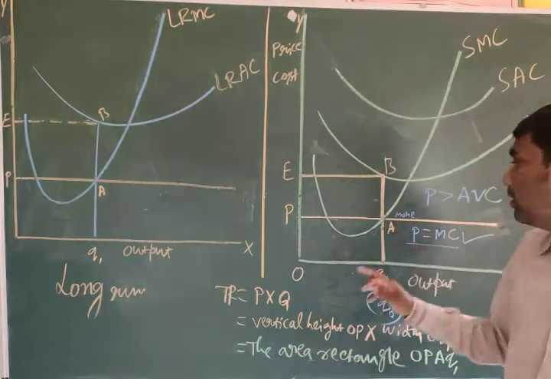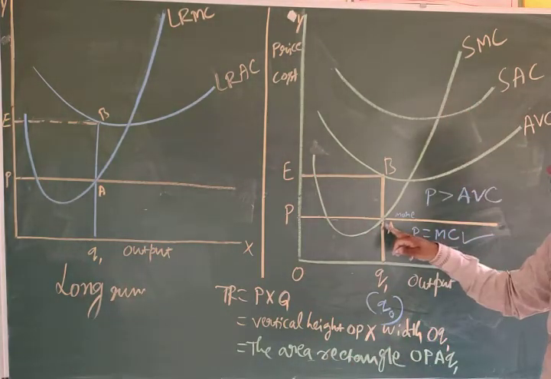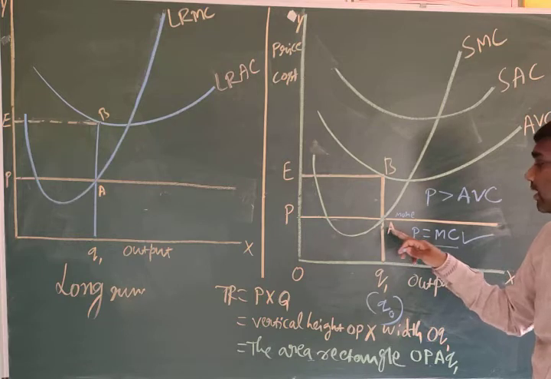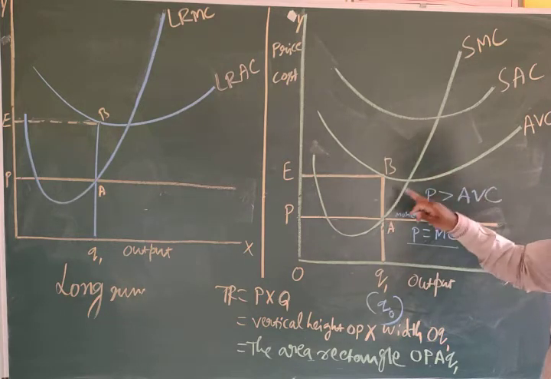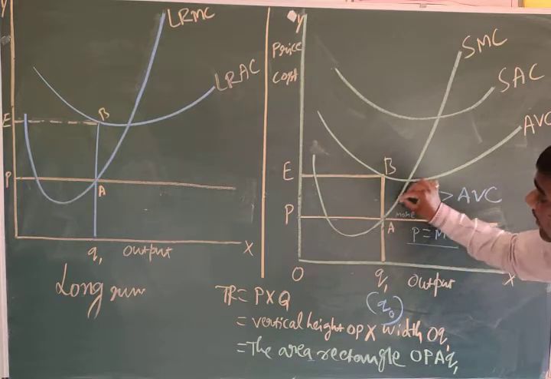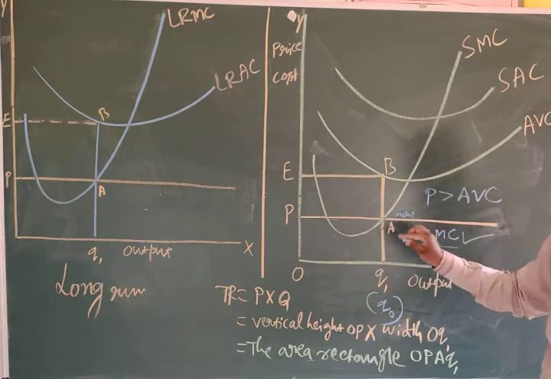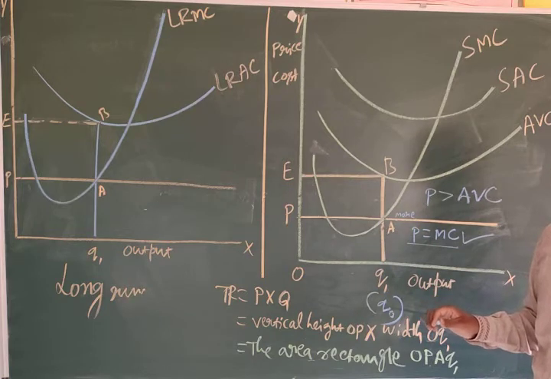There is no doubt. The marginal cost curve equals the price line, that is P equals MC. And here the marginal cost curve is not decreasing; it is increasing at the price line. So two conditions are fulfilled.